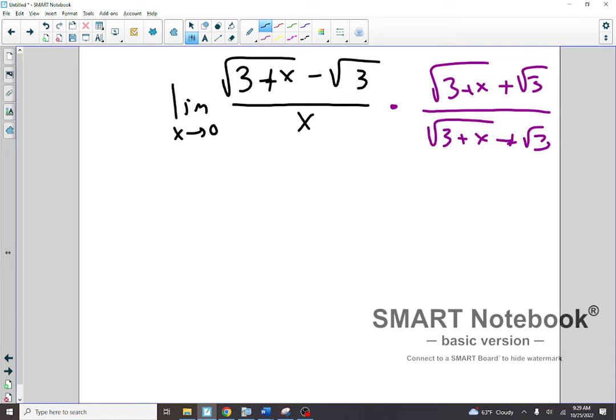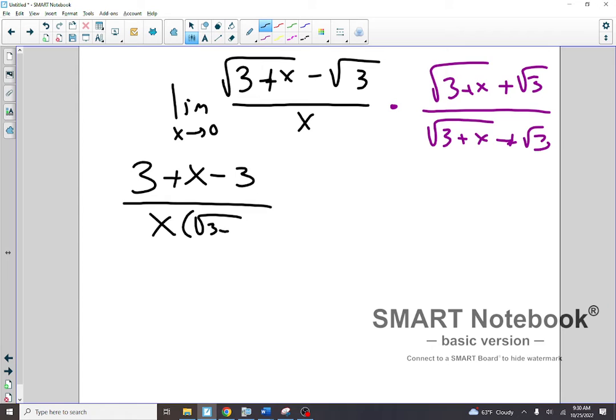So the top will be a difference of squares. So it's 3 plus x, because the square of the square root is just itself, minus 3, all over x times the square root of 3 plus x plus square root of 3. I know the difference of squares. This is the square of this, but it's a square root, so that cancels out, so it's just 3 plus x. And this is the square of that, so it's just a 3.